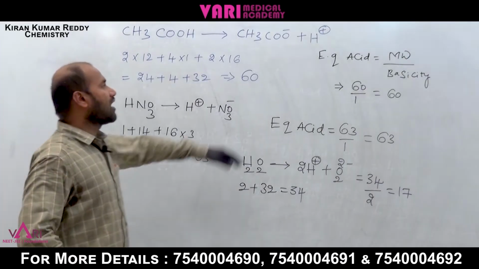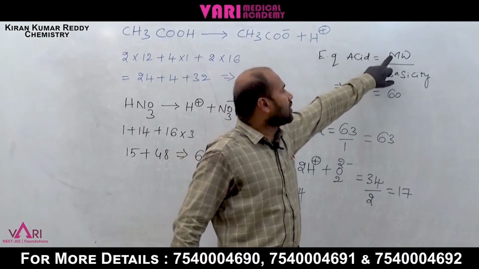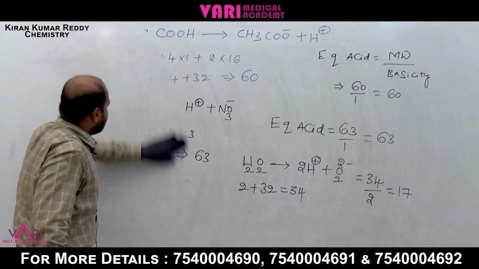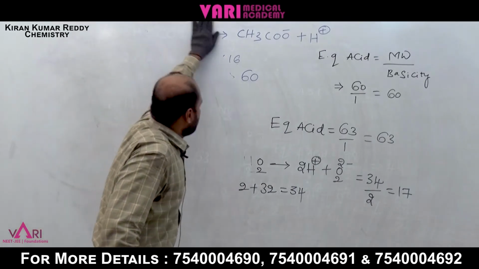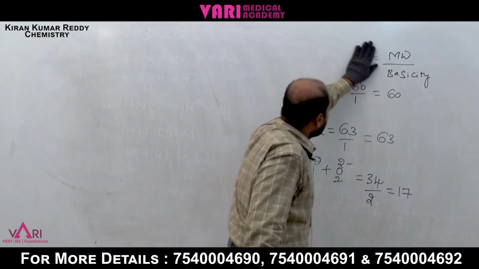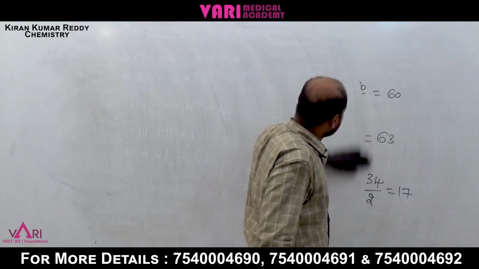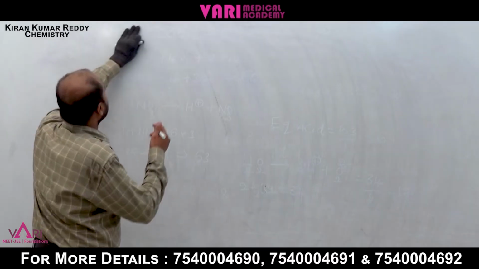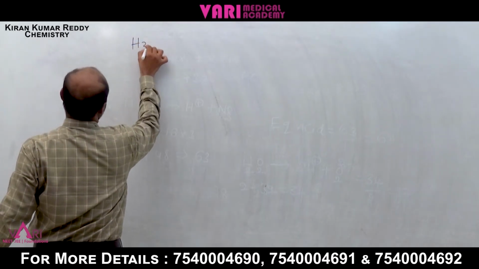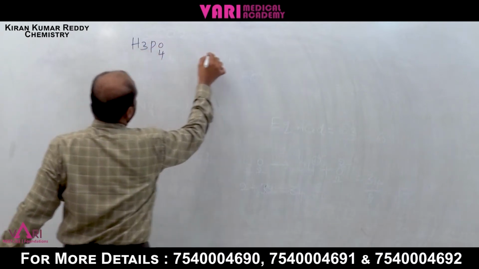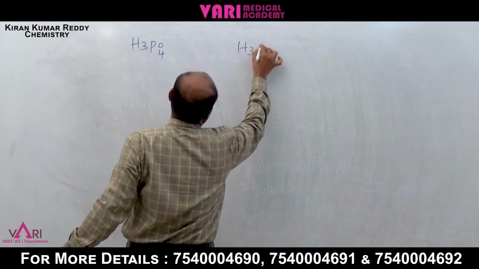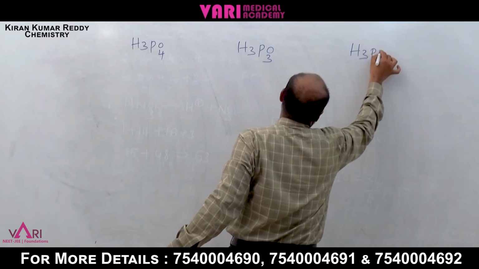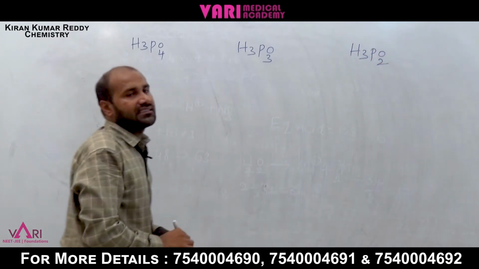What is the formula? Gram equivalent weight of the acid is molecular weight by basicity. If you take oxy acids, like H3PO4, what is happening in oxy acids? The hydrogens are joining with oxygen. I am writing H3PO4. The next one is H3PO3. The next one is H3PO2. These are the phosphorus oxy acids.